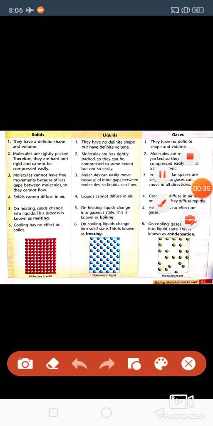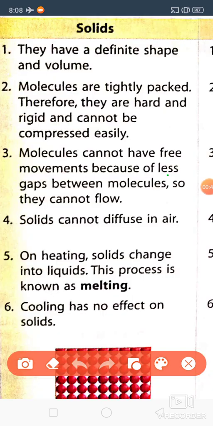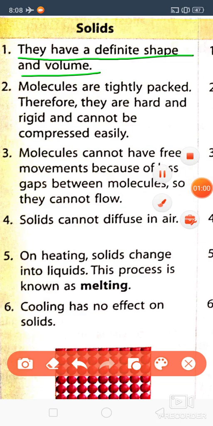Now today we are going to deal with the difference between solid, liquid and gas. Today we are going to see what the differences are between the three states of matter, that is your solid, liquid and gas. Okay. Now the first point: solids have definite shape and volume. What do you mean by that? They have definite shape and volume.